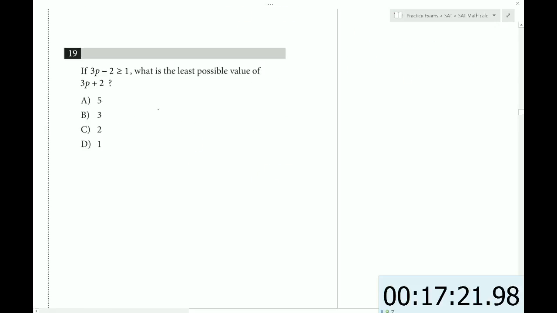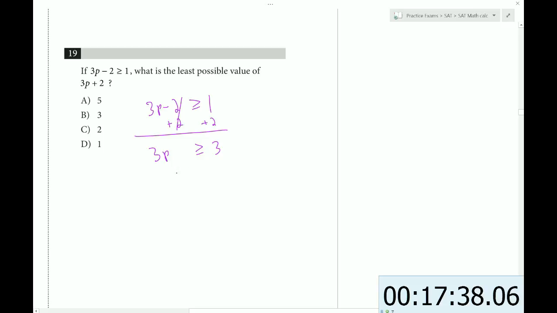Okay, 3p minus 2 greater than or equal to 1. So right away we could solve this. Add 2, we find 3p greater than or equal to 3. And then what is the least possible value of 3p plus 2? So from this point, I won't even solve for p.